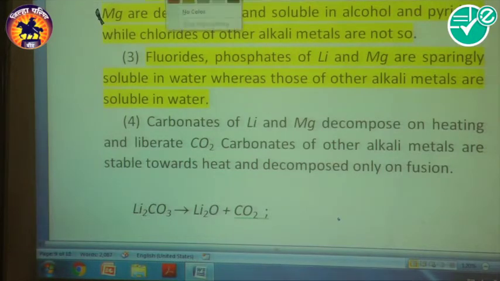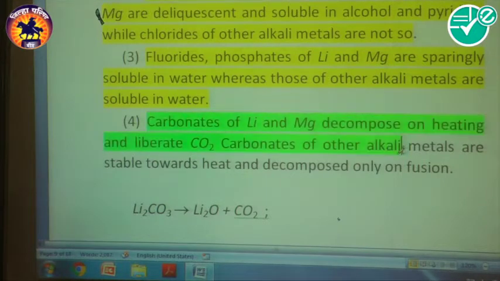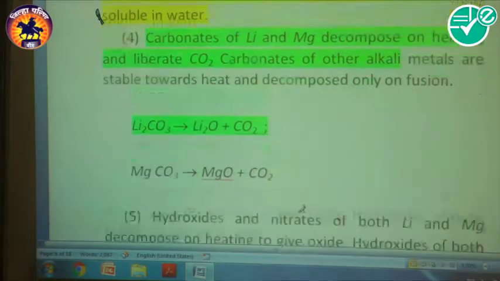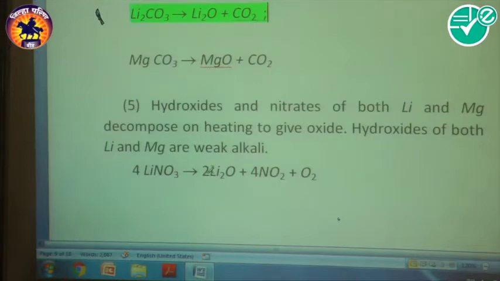Now come to the next. Carbonates of lithium and magnesium decompose on heating, liberating CO2. Already you have seen this, and the equation I have already explained. No problem. Come to the next. Here magnesium carbonate gets decomposed to oxide and carbon dioxide. Now the last point is here.